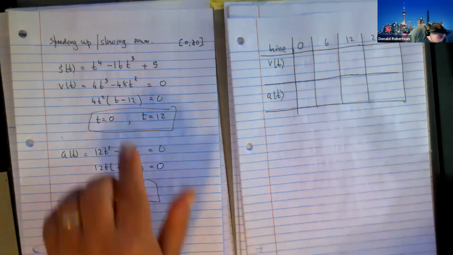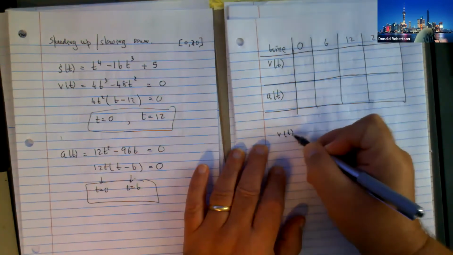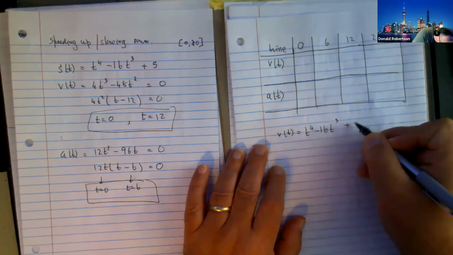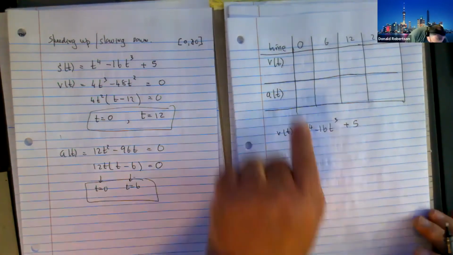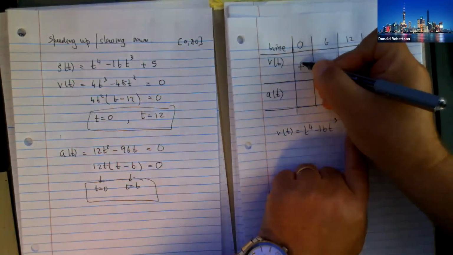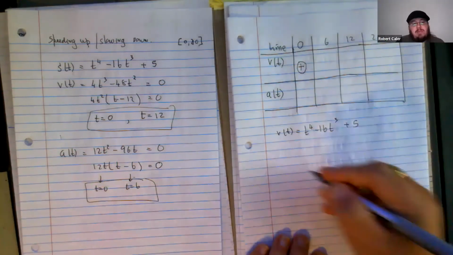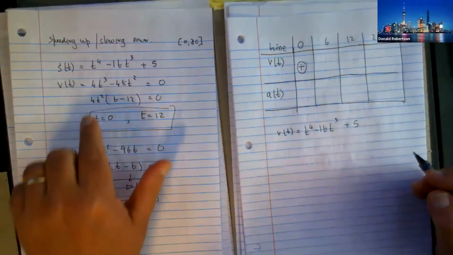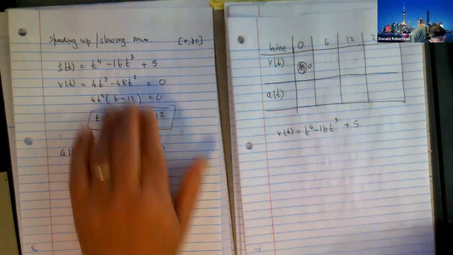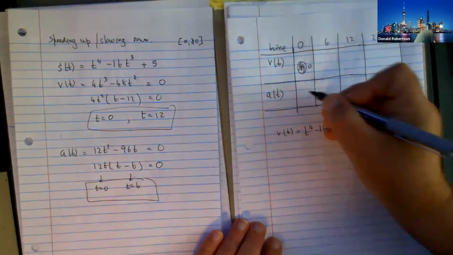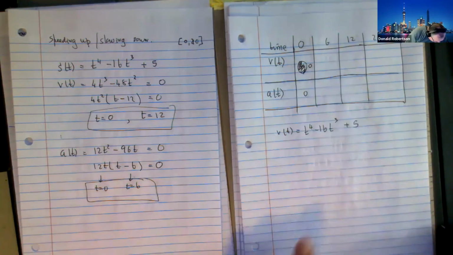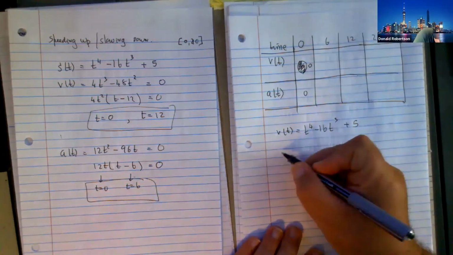So here is our velocity function, which I'll just write underneath here. It's t to the 4, that guy, plus 5. At time 0, the velocity is plus 5, but all you write down is plus. That's the position function, sir. Oh, thank you. At time 0, this is 0. And what's acceleration? It's also 0. Move on to the 6-second mark. I better write down the acceleration.